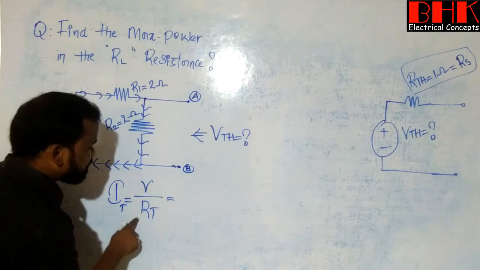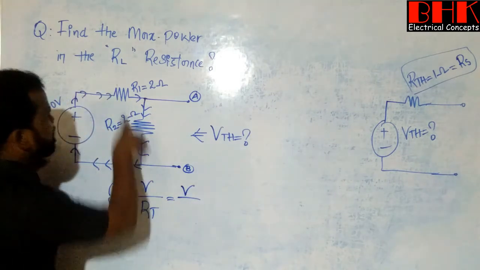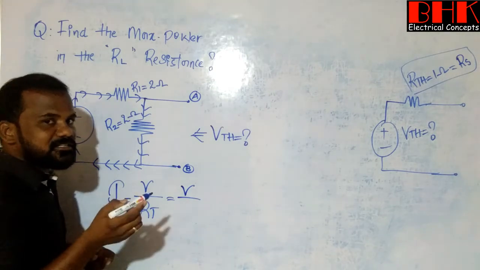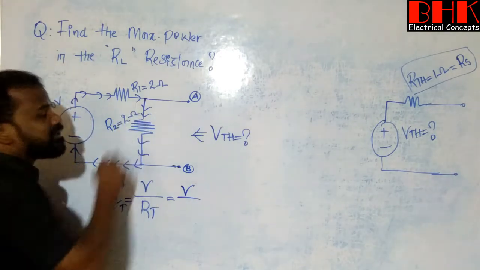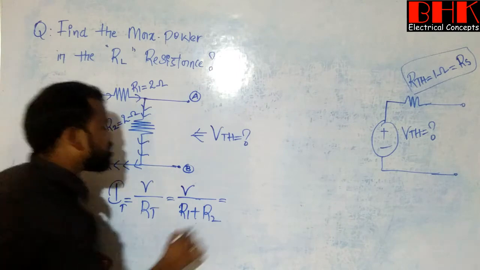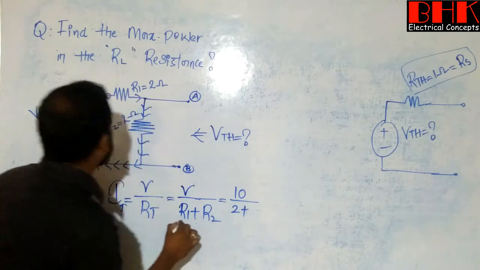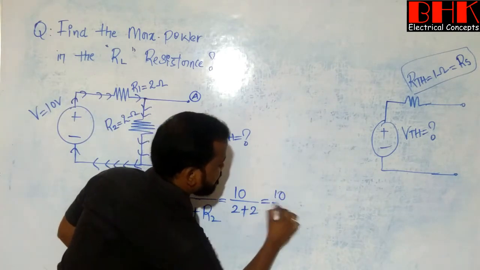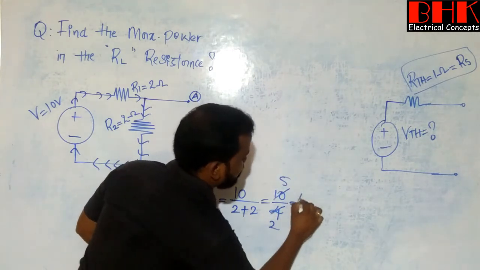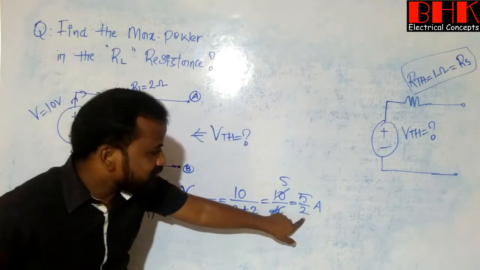So here I is equal to V divided by RT. Yes, V divided by RT, where RT means the equivalent of the series combination of these two resistances. If two resistances are connected in series, how to calculate the equivalent resistance? Directly we can add. It means R1 plus R2. Now substitute the values. Voltage how much? 10 divided by R1 how much? 2, plus R2 how much? 2. That is equal to 10 divided by 4. So 2 5s are 10, 2 2s are 4. That is equal to 5 divided by 2 ampere of current. Clear? Now calculation of current is clear.